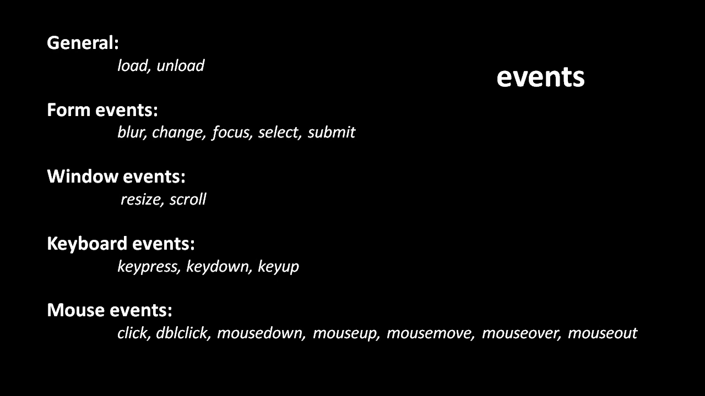The focus event is the opposite of blur. It gets triggered when an element gains focus rather than loses focus. The select event is triggered when, in a text box, the user selects some amount of text by, say, clicking and dragging. And the submit event is triggered when a form is about to be submitted.